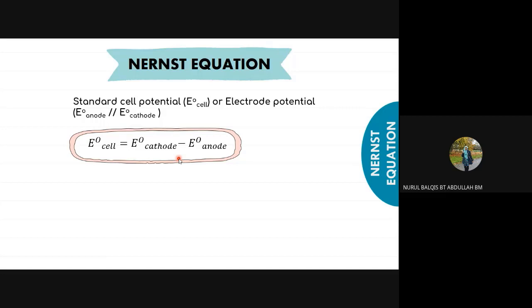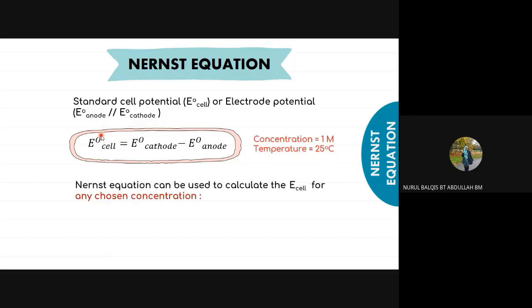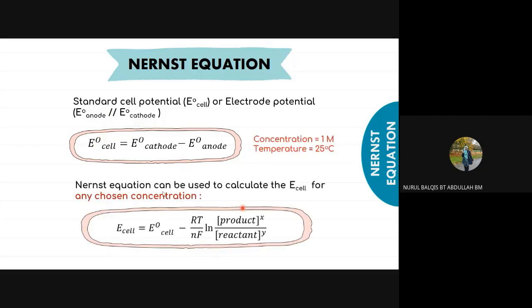So this equation, basically tadi tu standard cell potential untuk standard condition. Tapi sekarang ni Nernst equation at any chosen concentration. This is the formula. Okay, kalau perasan Nernst equation, we have E cell, totally a new variable. We have E naught cell, kita dah jumpa belum tadi? Dah, kita dah jumpa kat sini kan? So somehow, Nernst equation, even though dia berlaku pada non-standard condition, their value will still rely on the standard condition. Maksudnya, dia bukannya completely different.